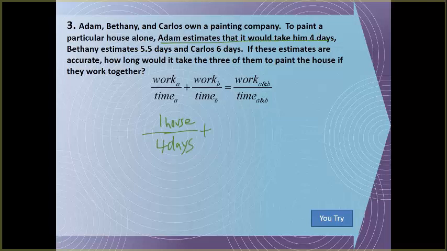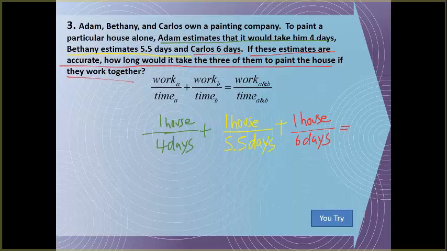Plus, we have Bethany is 5.5 days. So one house in 5.5 days, plus Carlos can do it in 6 days. So one house in 6 days. That equals, if these estimates are accurate, how long would it take the 3 of them to paint the house together if they work together?